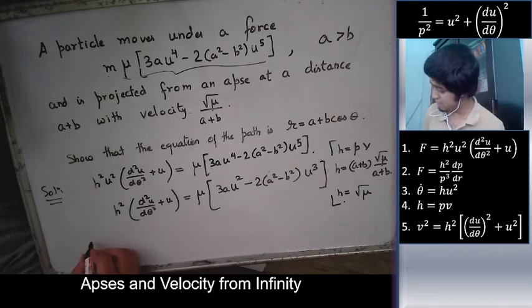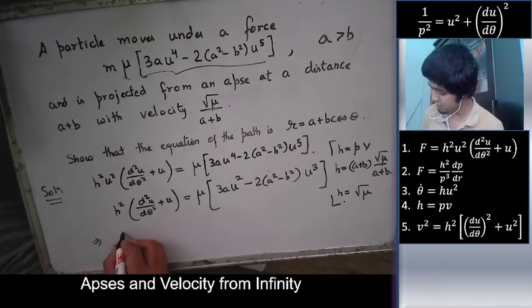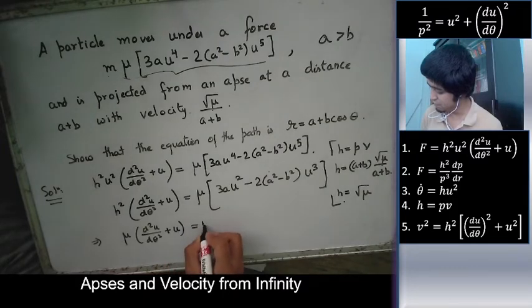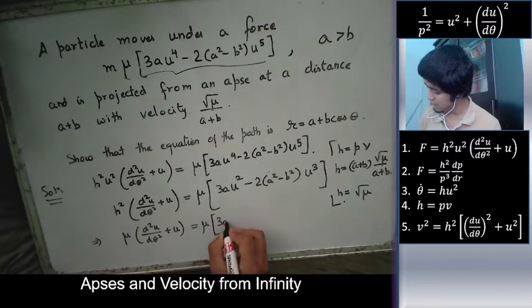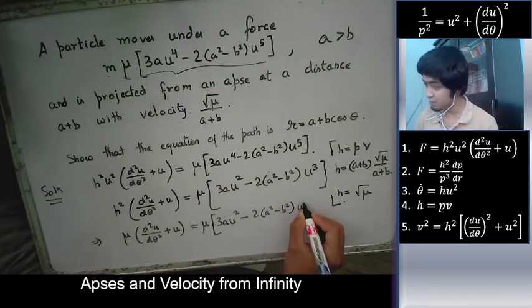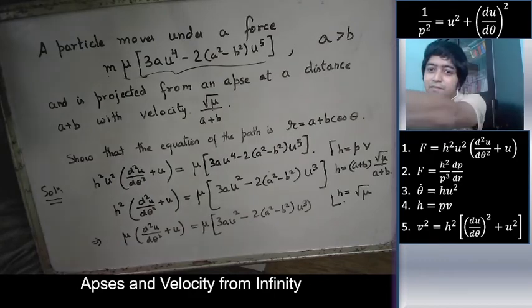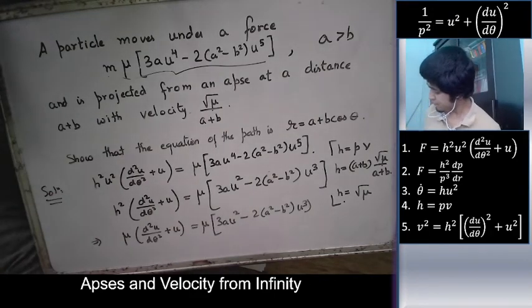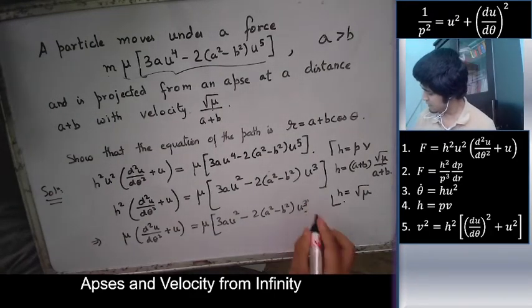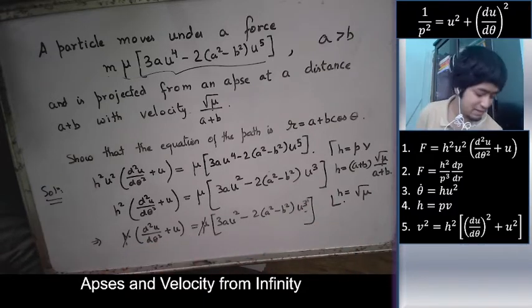So h square will be mu, and the equation becomes mu times d2u by d theta square plus u, equal to mu times 3a u square minus 2 a square minus b square u cube. So this is what is happening. We can cancel mu and mu, and we will be left with this.